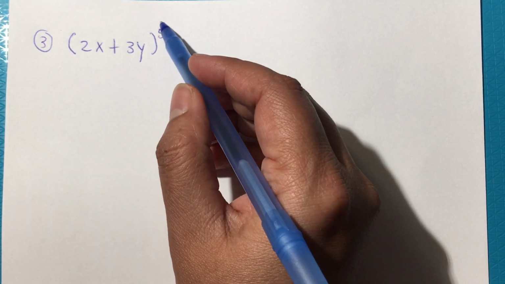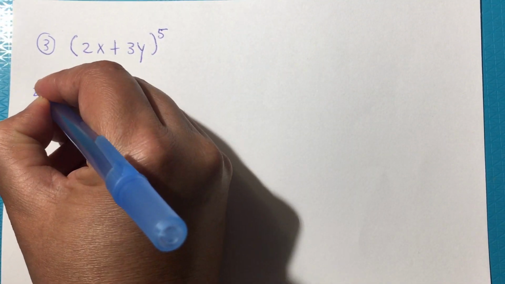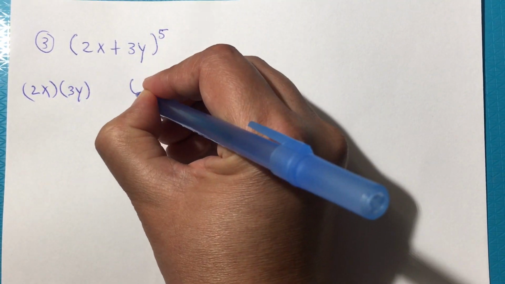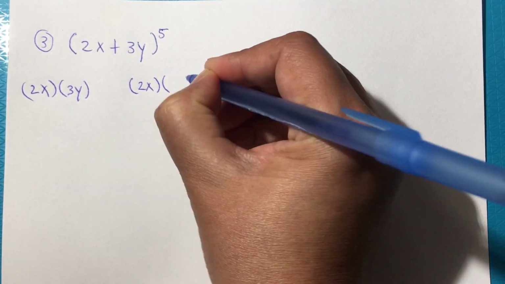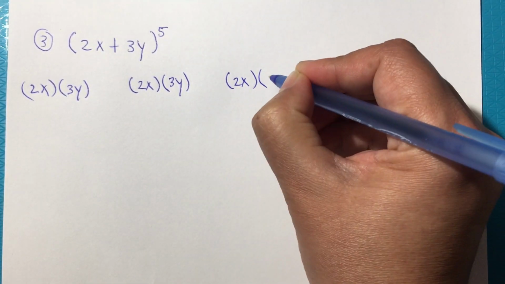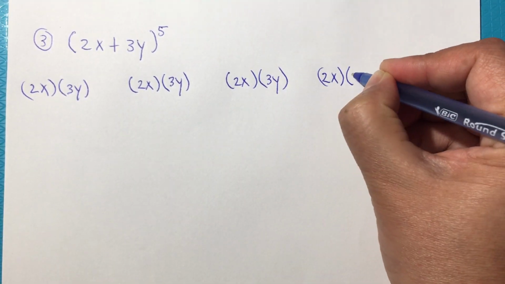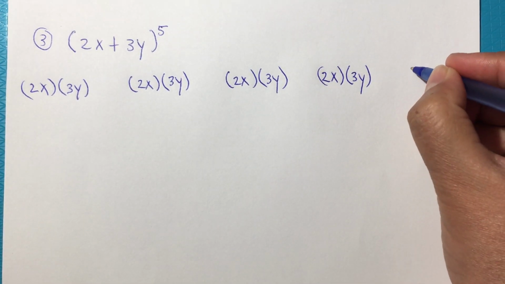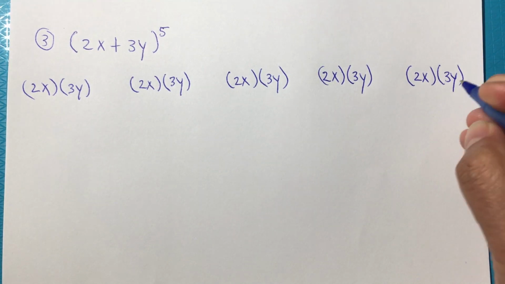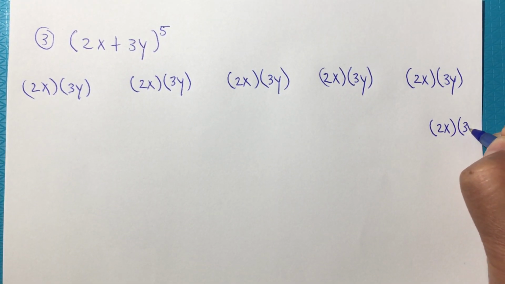Okay, for number 3, we have exponent 5. So again, we multiply these 5 times. And let's try to make it tiny so that it fits. 2x times 3y. 2x times 3y. 2x times 3y. And it looks like it's not going to fit, but we'll put it down here. 2x times 3y.